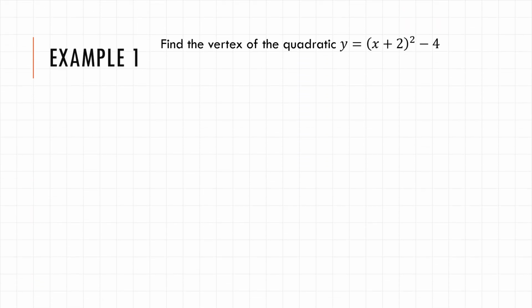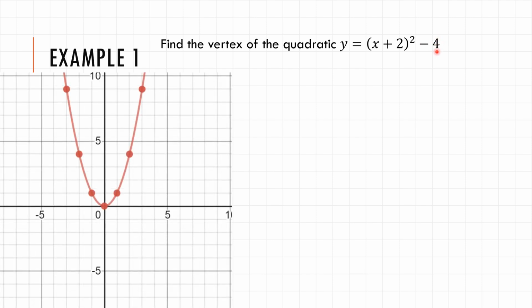Let's look at that in action. Let's look at 2 examples here. In the first example, I'm going to find the vertex of this quadratic, y equals x plus 2 all squared minus 4. This is the quadratic y equals x squared.